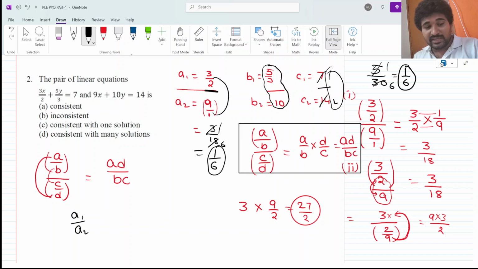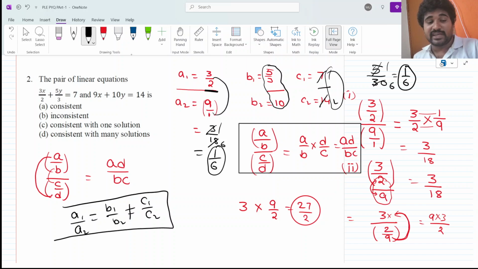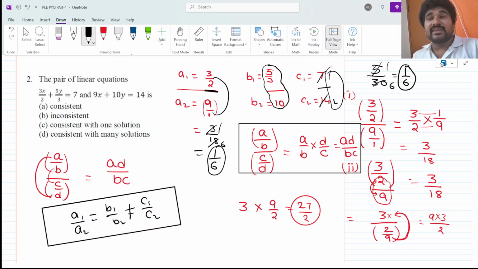A1 by A2 is equal to B1 by B2 but not equal to C1 by C2. Who is this guy? Parallel. Look, there is no parallel option. Consistent or inconsistent? Inconsistent. That's an option. We know everything. Parallel we know. Inconsistent we know. But he expected us to write it as inconsistent. Understand? He expected us to write inconsistent, and we wrote that only.